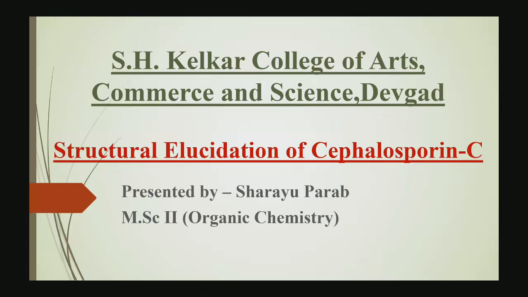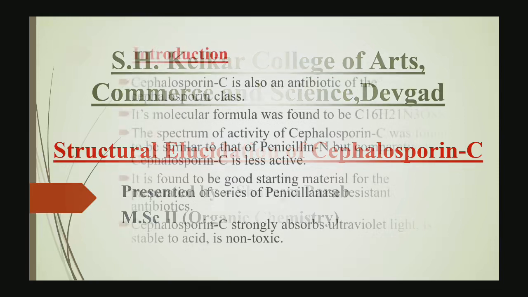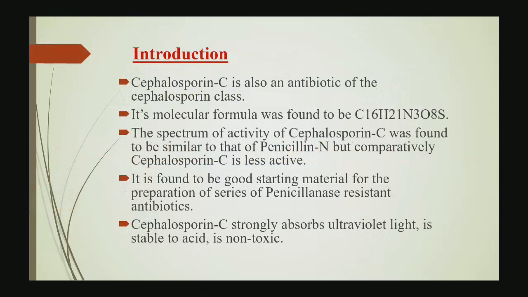So our first slide is about the introduction part. The first point is cephalosporin C is an antibiotic of the cephalosporin class. Its molecular formula was found to be C16H21N3O8S. The spectrum of activity of cephalosporin C was found to be similar to that of penicillin N, but comparatively cephalosporin C is less active. It is found to be a good starting material for the preparation of a series of penicillinase resistant antibiotics.